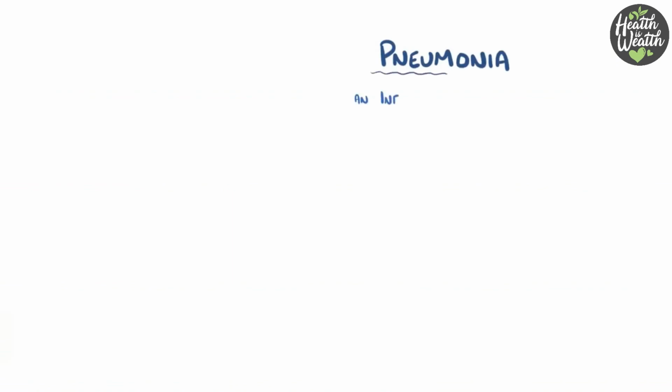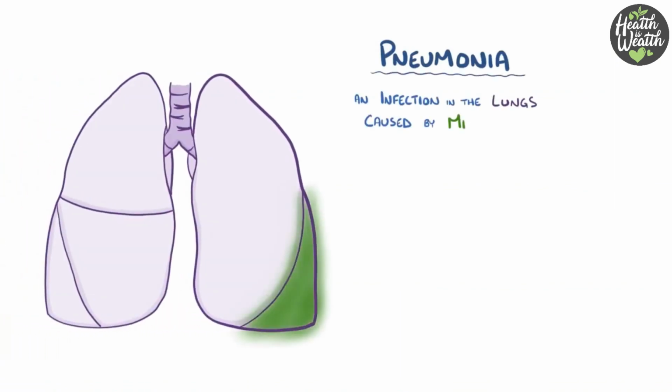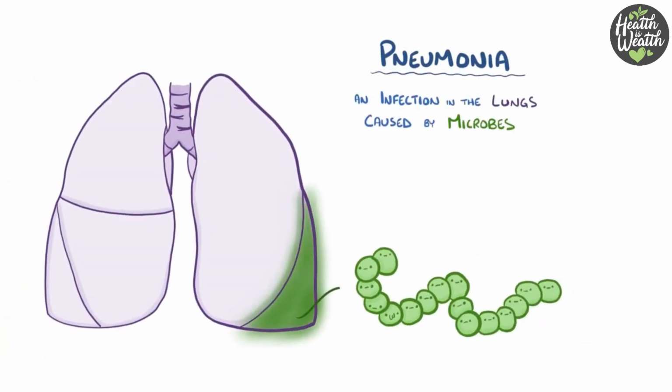Pneumonia is an infection in the lung tissue caused by microbes. And the result is inflammation. The inflammation brings water into the lung tissue, and that extra water can make it harder to breathe.